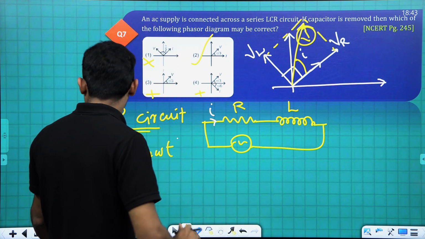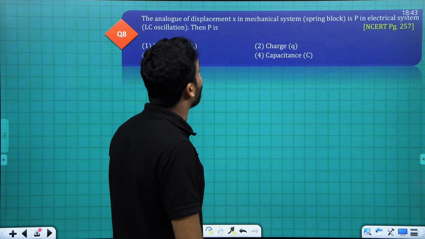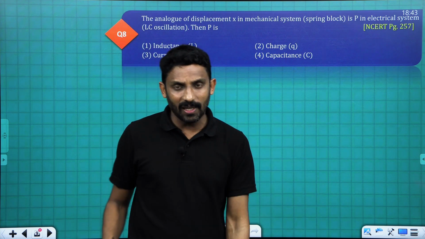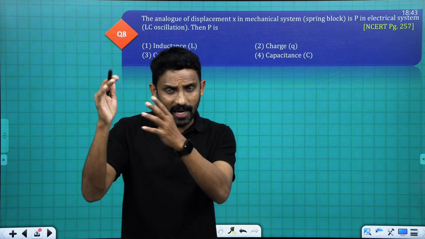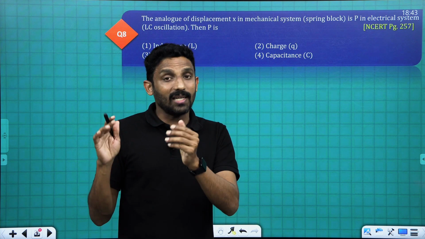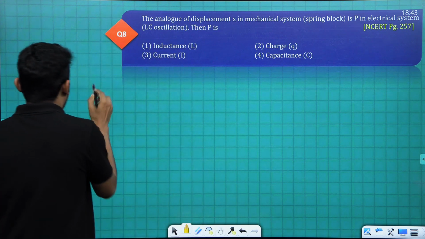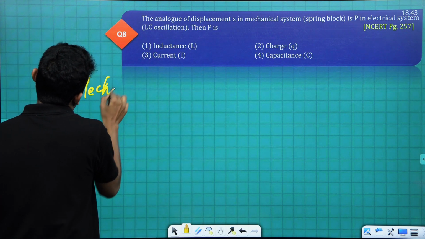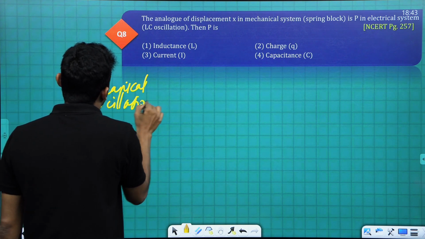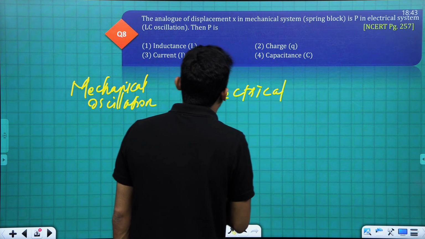Okay, the next one. The analog of displacement X in mechanical system is what in electrical system? Mechanical oscillation and electrical oscillation. There is a comparison in the textbook. Mechanical oscillation means a spring and a mass connected. And an electrical oscillation is the LC oscillation. Clear? And there is a comparison there in the textbook between the mechanical oscillation and the electrical oscillation. We can compare those two.